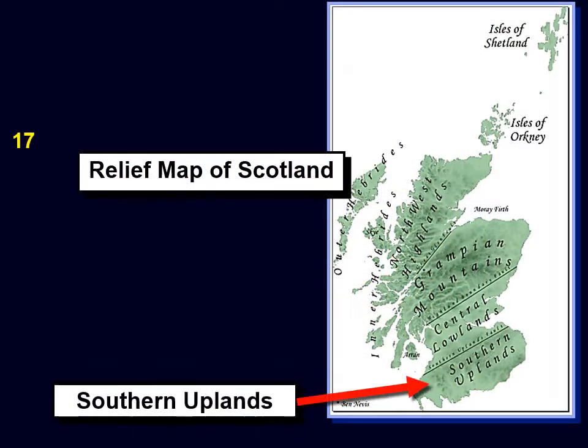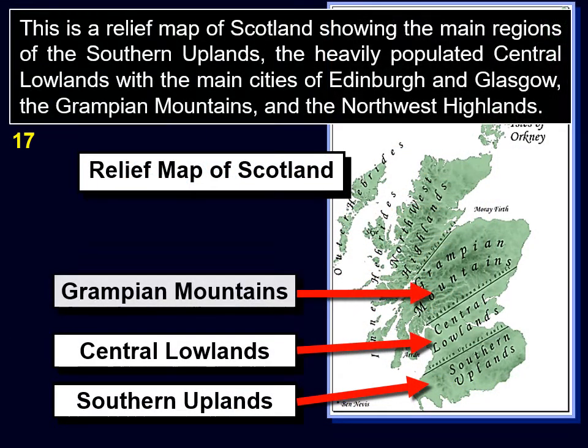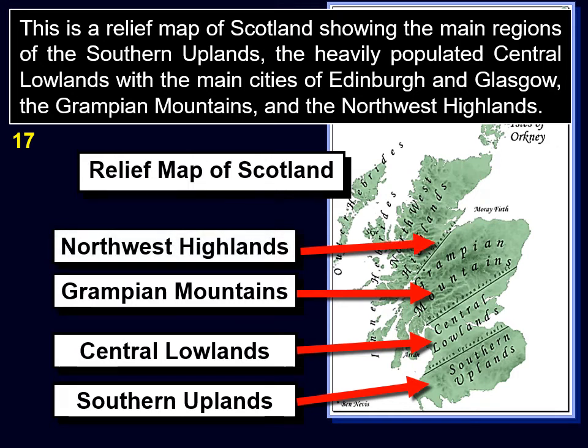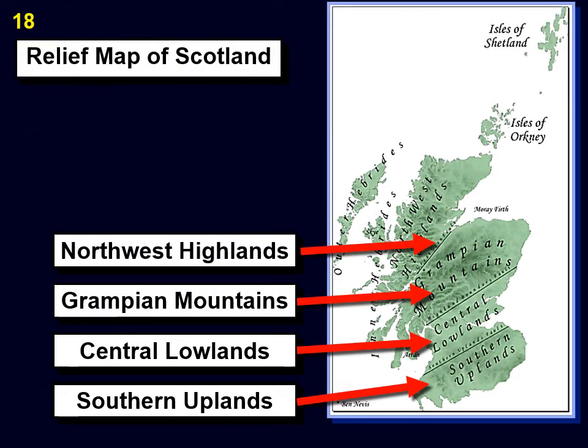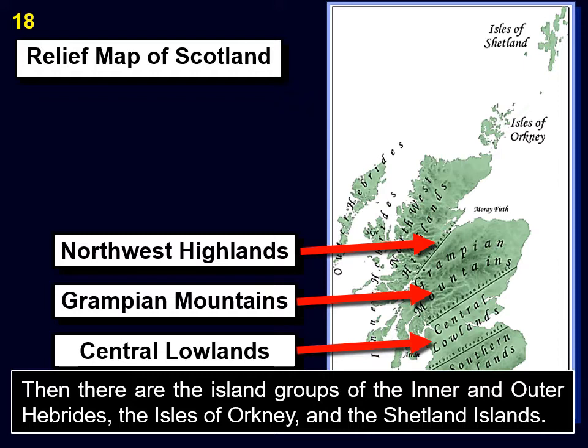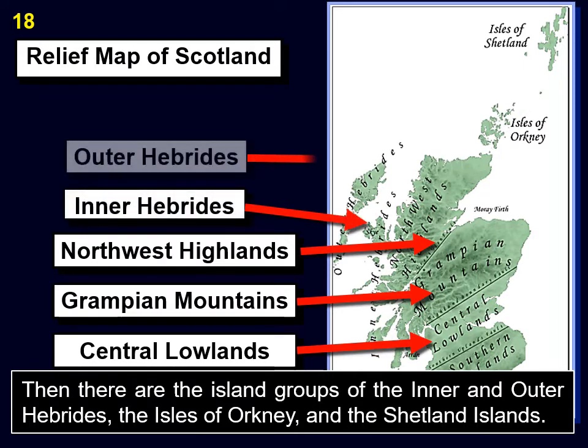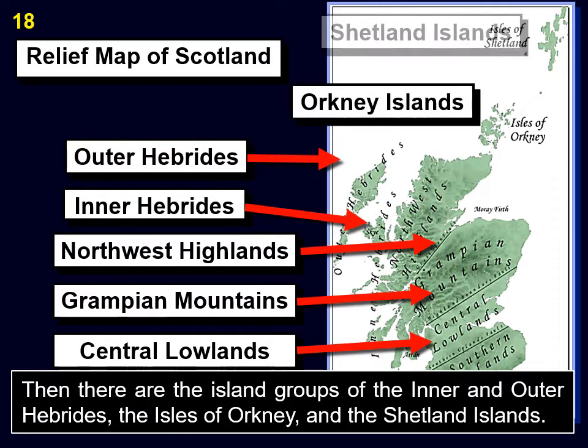This is a relief map of Scotland showing the main regions of the southern uplands, the heavily populated central lowlands with the main cities of Edinburgh and Glasgow, the Grampian Mountains, and the Northwest Highlands. Then there are the island groups of the Inner and Outer Hebrides, the Isles of Orkney, and the Shetland Islands.